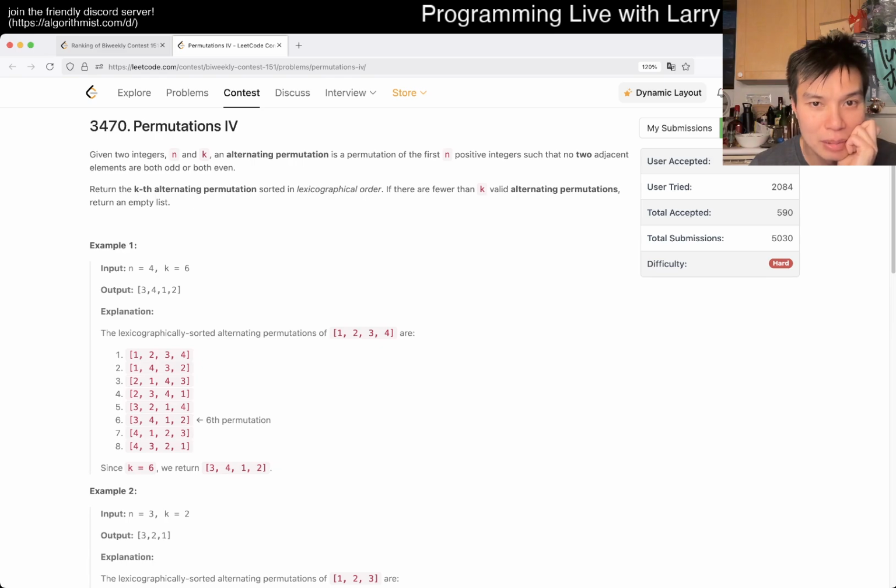Given denominator, alternate implementation, no adjacent elements are both odd and even. Okay, we've done the cave. Okay.